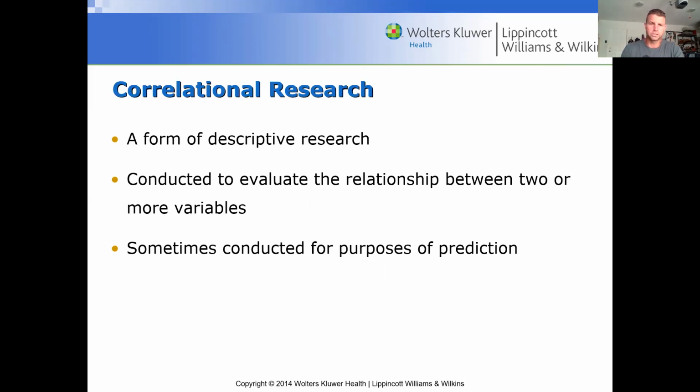Okay. Correlational, a form of descriptive research conducted to evaluate the relationship between two or more variables, sometimes conducted for purposes of prediction. So again, sometimes we do correlation, and then from there we start, because here's the thing, just because two things go up at the same time, or one thing goes up and something goes down, doesn't mean that it's a cause and effect. It doesn't mean that this caused this. And again, let's say there is a cause and effect. Well, is A causing B or is B causing A, right? So, it could go either way. And again, a lot of times just because two things go up doesn't mean that they're going up because of each other.